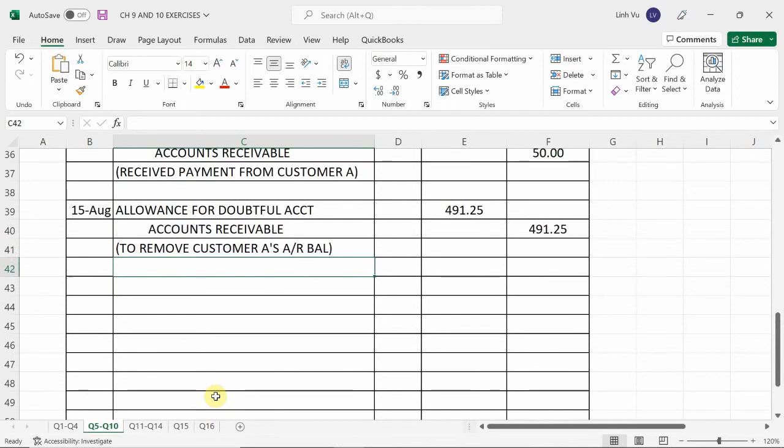Okay, would it be allowance for doubtful accounts? Okay, what are you doing with the allowance for doubtful accounts? You are decreasing it by $15. You cannot ever decrease the allowance for doubtful accounts like that. Okay. We'll go back into accounts receivable. Right now, customer A's balance is not in accounts receivable. It's in the allowance for doubtful accounts, correct? Okay.